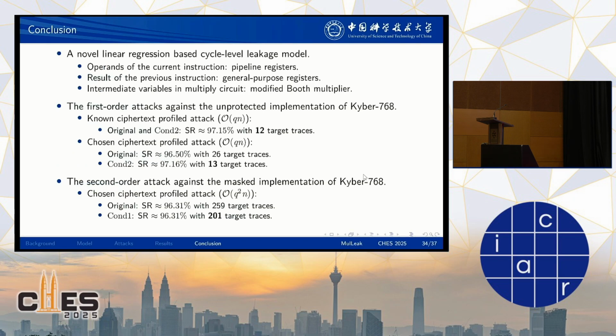In sum, in this work, we propose a novel leakage model, which contains 3 parts that are related to the secret data. Based on the model, we give 2 profiled attacks, KCPA and CCPA, to predict the secret coefficients individually. The complexity of the first-order attacks is O(QN), and the CCPA could also be used to attack the masked implementation with the complexity of O(Q squared N).